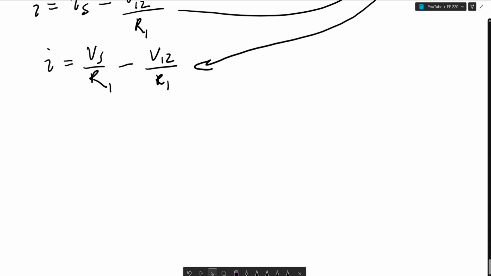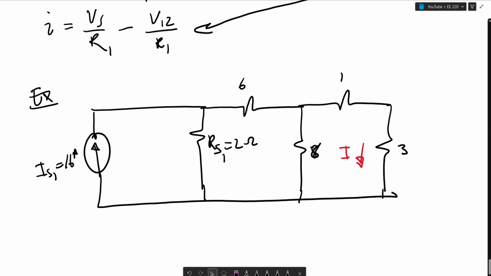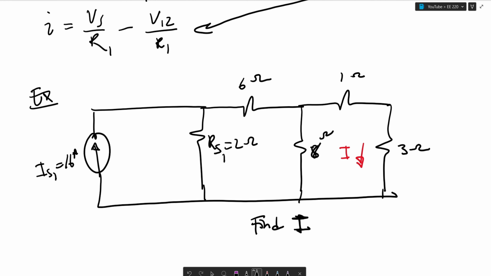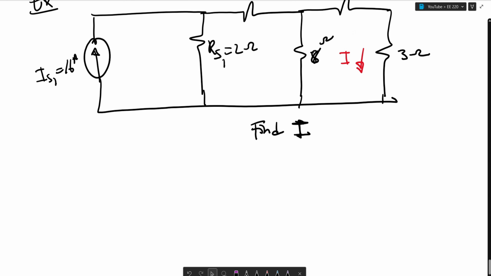We'll do a quick example here. In this example, we're instructed to find I, which is the current through the 3 ohm resistor. These are in ohms. Using our methods of KCL and KVL, we can find I, but we want to use the concept of source transformation and equivalent circuits to find I, to exercise our knowledge of source transformation and equivalent circuits.